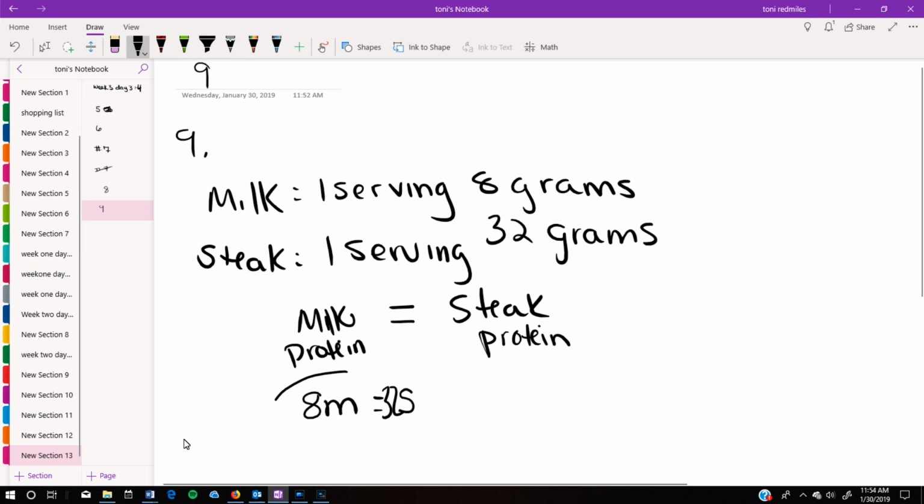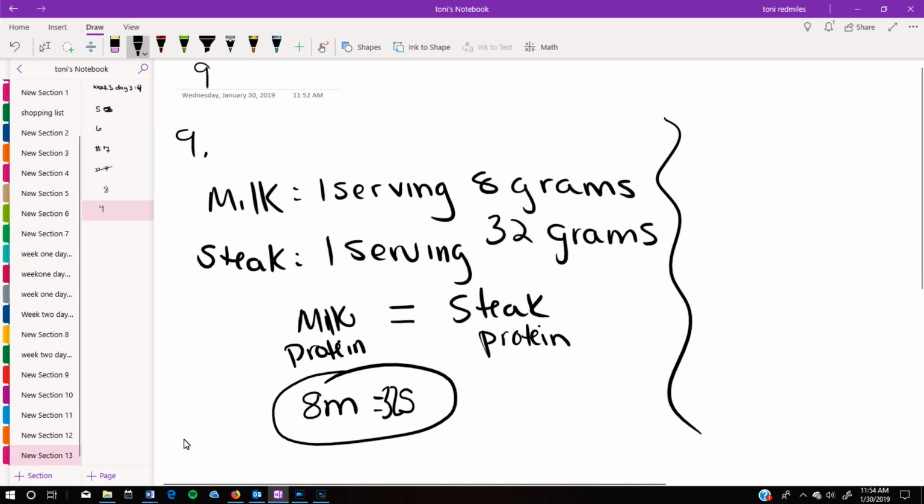Okay, so this is kind of like a very general equation. But I know that I want to know how much milk is equal to 1 serving, okay? So I can evaluate this where S is 1 serving of steak. How many servings of milk do I need to equal 1 serving of steak? All right, so I'm going to do that math, and that's going to be 32.